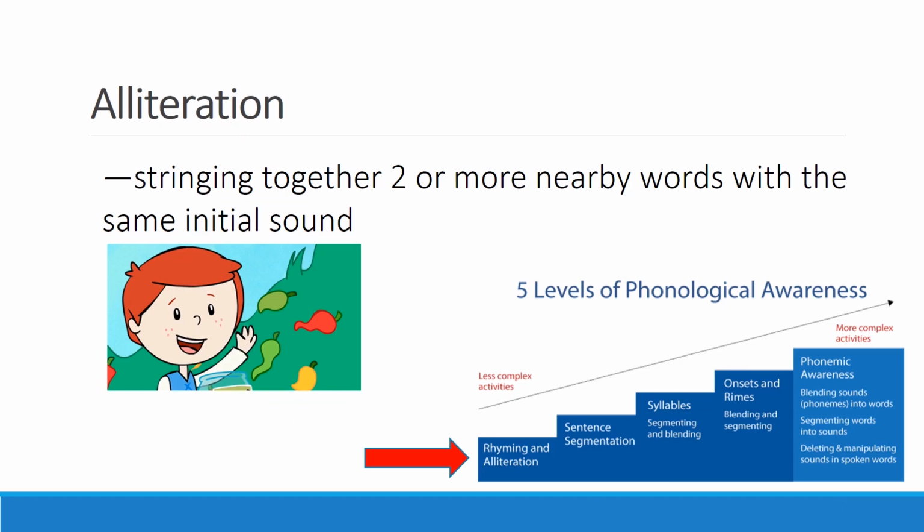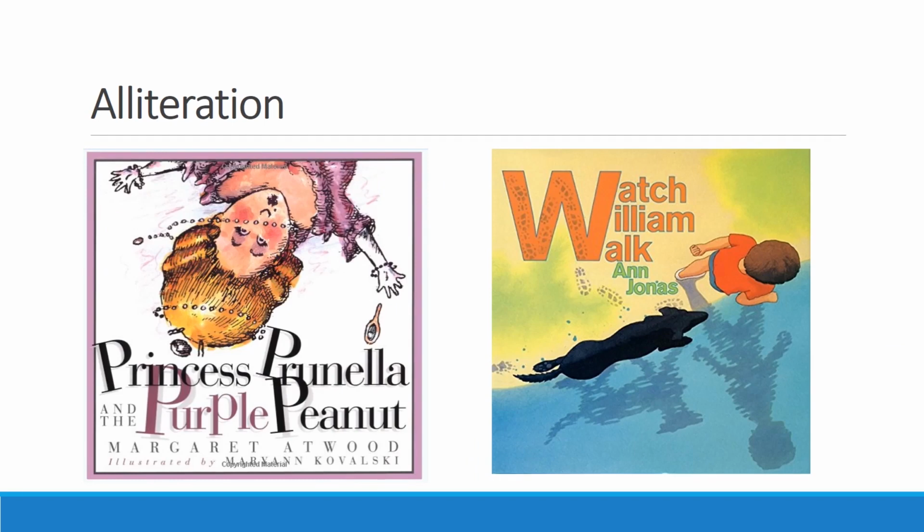Alliteration is stringing together two or more nearby words with the same initial sound. Peter Piper picked a peck of pickled peppers. There are many fun books that use alliteration. Read those books and point out all of the alliteration that takes place in them.